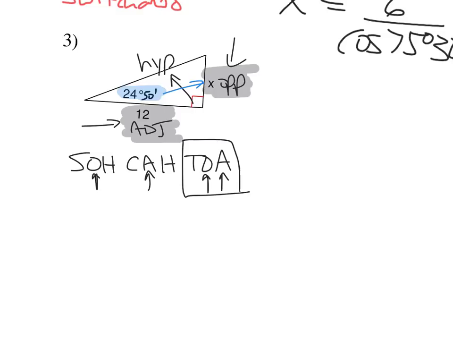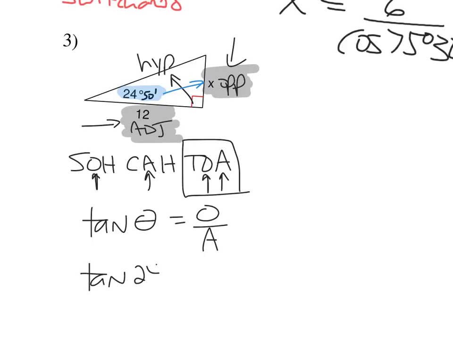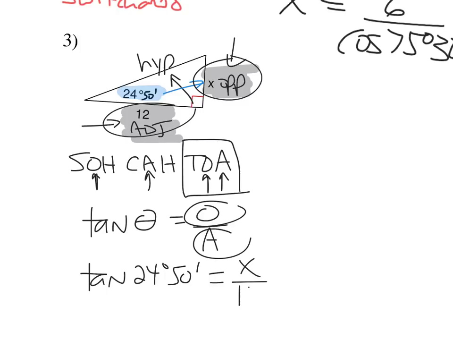So we're going to write out the rule. The tangent of theta, the tangent of the angle, equals opposite over adjacent. And we're going to substitute in the tangent of 24 degrees, 50 minutes. That equals the opposite, which is x, over the adjacent, which is 12.